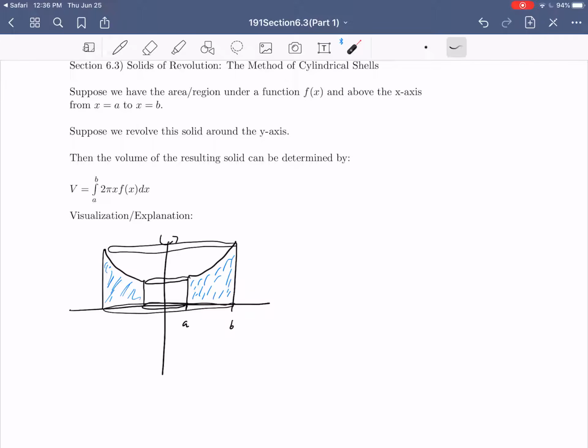Okay, so what we're trying to do here is, normally we'd be forced to work on this from the y perspective, because our old method would say, okay, we'd start from our axis of revolution.